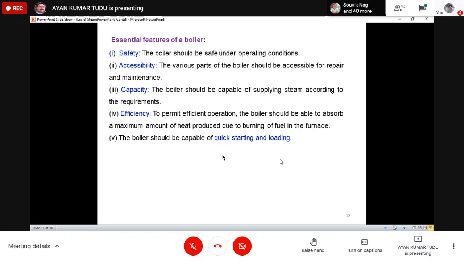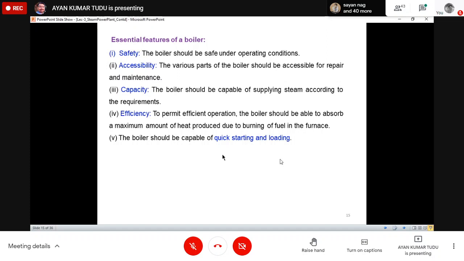This means the efficiency of the boiler should be high. To permit efficient operation, the boiler should be able to absorb a maximum amount of heat produced due to burning of fuel in the furnace. Since we're talking about a thermal power plant, the fuel in our case is coal. And the boiler should be capable of quick starting and loading.